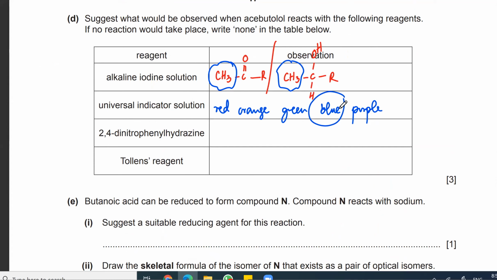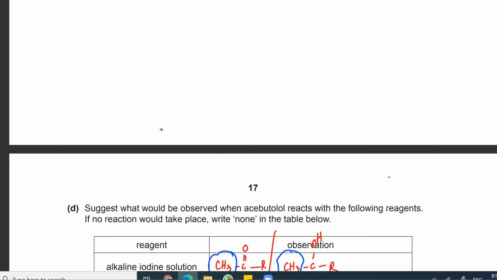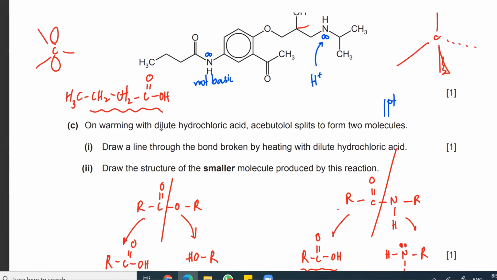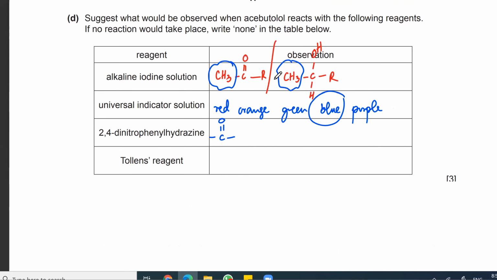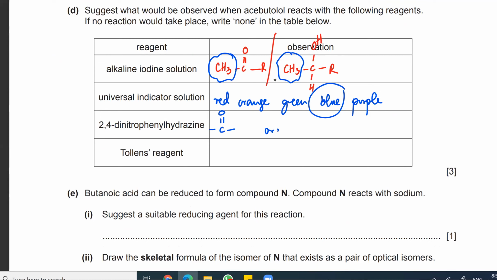And then you have 2,4-DNPH. 2,4-DNPH is a test for identifying carbonyl compounds, just aldehydes and ketones. So I think this one is a ketone. This is not a ketone, remember, this is an amide. This is a ketone, so it's going to give an orange precipitate with 2,4-DNPH.